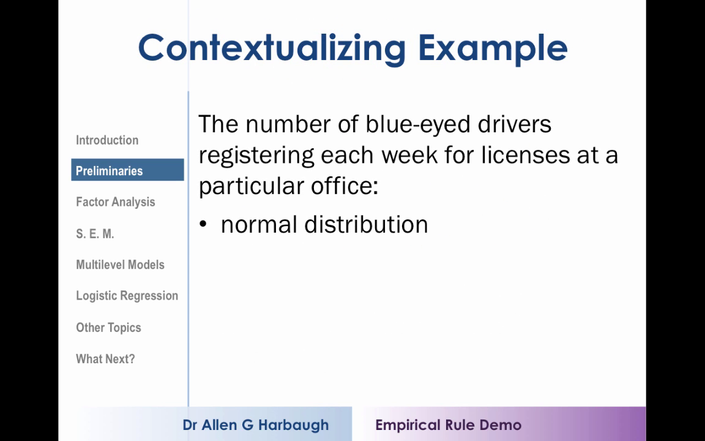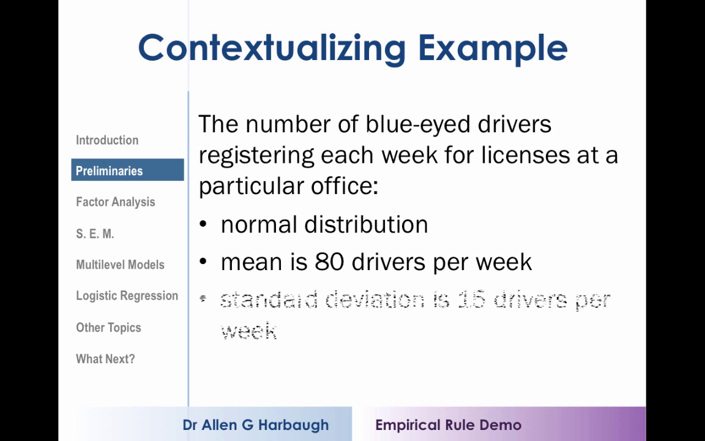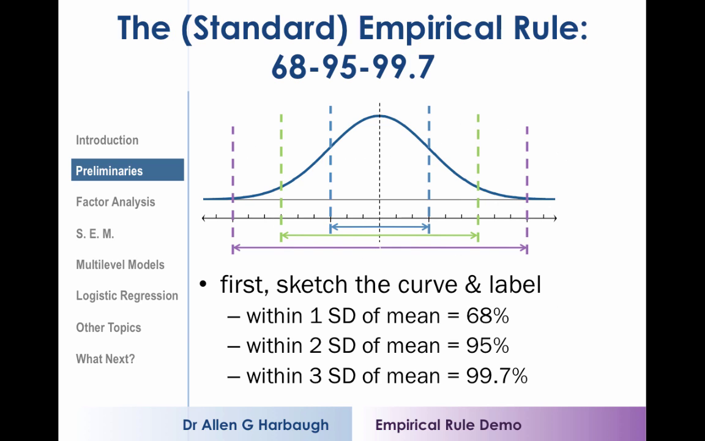Let's look at this with a contextualizing example. The number of blue-eyed drivers registering each week for licenses at a particular driving license office seems to follow a normal distribution based on previous data. They also know that the mean number is about 80 drivers per week, and the standard deviation is 15 drivers per week. So the first thing we'll do is we'll sketch the curve and mark off the values that are important for us.